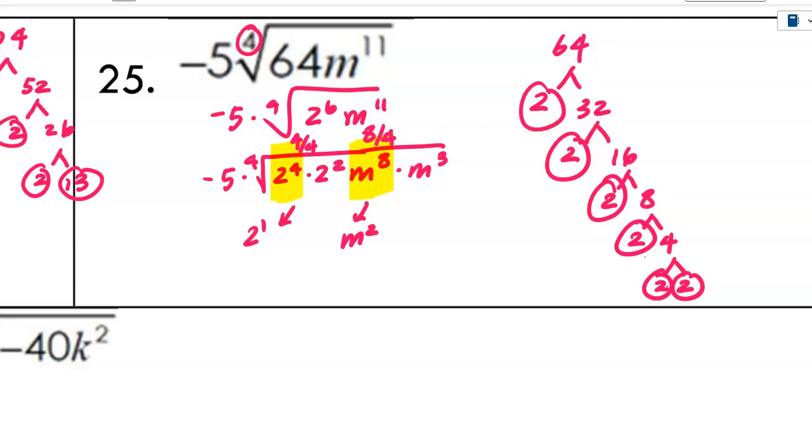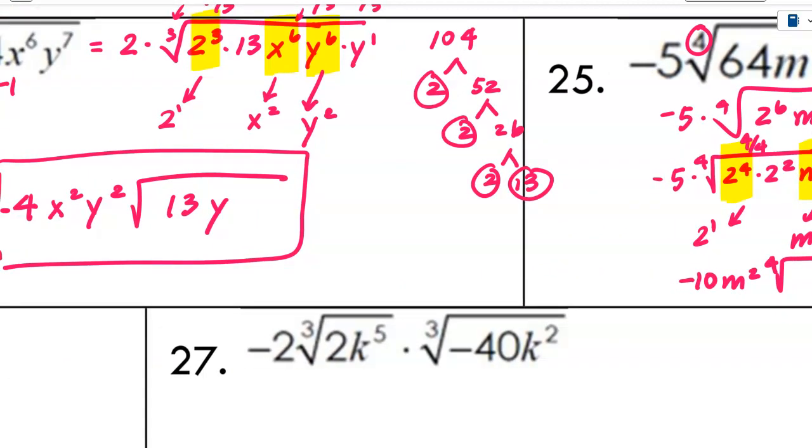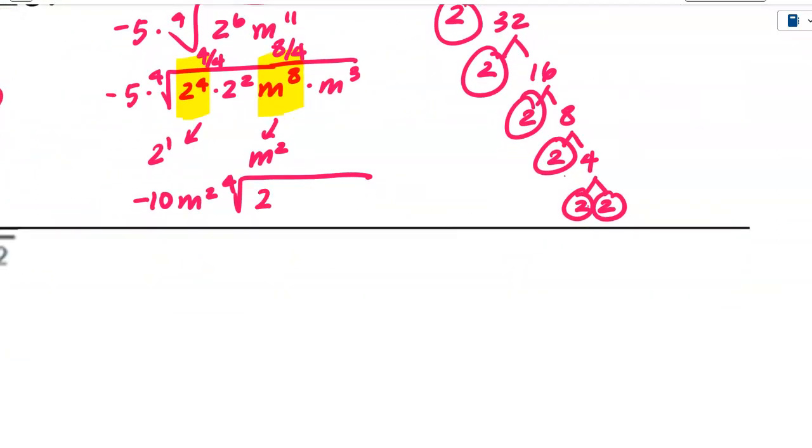Whatever came out has to multiply with the negative 5, so we get negative 10 m to the 2nd. What stays in the 4th root? Did I not put a 4th root there? Yeah. Okay, the 4th root is going to be 2 to the 2nd, and it's fine if you write it this way, and m to the 3rd.